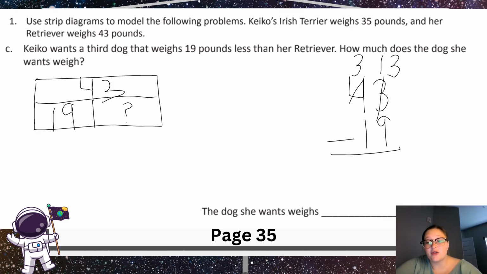So what is 13 minus 9? 4. Good. What is 3 minus 1? 2. Good. The dog she wants weighs 24 pounds.